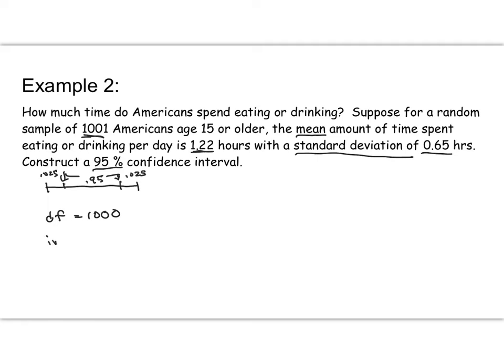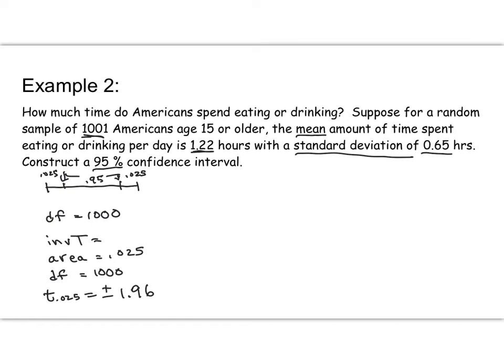So inverse t, and then when it prompts you for area, it's 0.025. And then when it prompts you for degrees of freedom, that's 1,000. And t of 0.025, when we have this large of a sample, is plus or minus 1.96. That would be the same as a z-score.